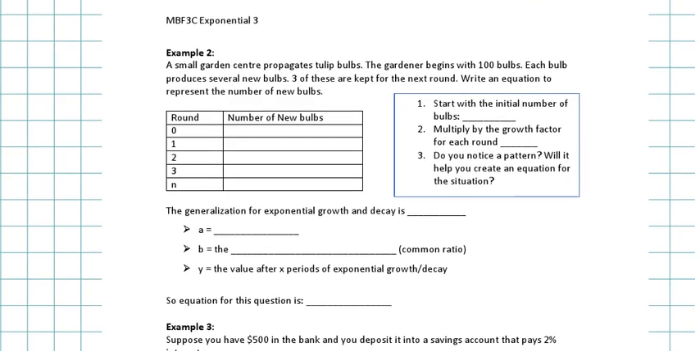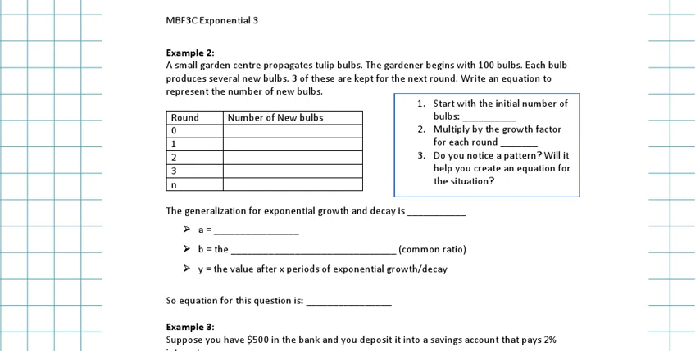So a small garden center propagates tulip bulbs. The gardener begins with 100 bulbs. Each bulb produces several new bulbs. So each one produces several ones. 3 of these are kept to the next round. So each bulb produces, let's say, 5 or 10 or whatever, but they only take 3 from each bulb to regenerate. Okay? Do you guys understand that?